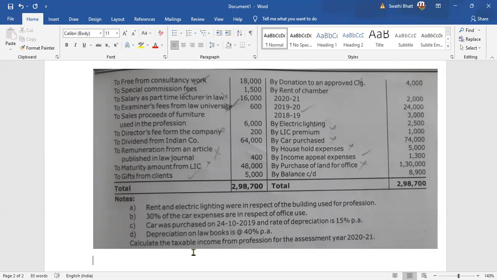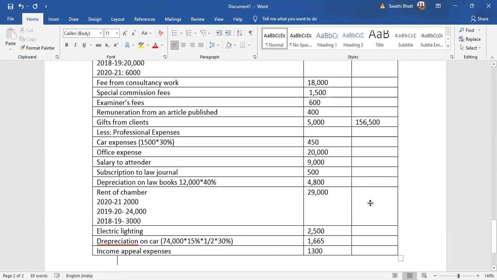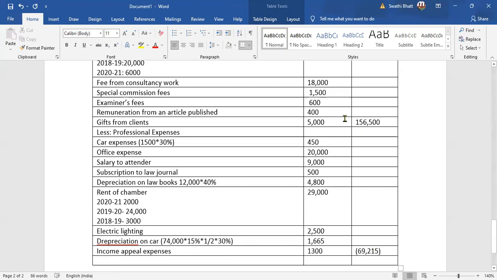So all of our receipts and our expenses have been sorted according to the Income Tax Act. We have only taken professional receipts and only professional expenses. The total professional expense will be equal to 69,215. And from 1,56,500, you minus your expense. What you get becomes your income from profession. So you get the amount.